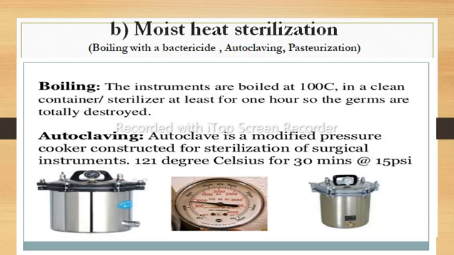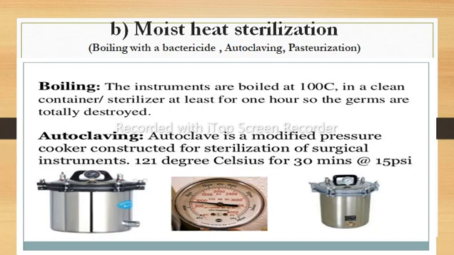They include boiling. Let's talk about what boiling sterilization is. The instruments are boiled at 100 degrees centigrade in a clean container or sterilizer for at least 1 hour, so the germs are totally destroyed. Boiling method is useful for blades, knives and scissors. They are completely dipped in water.